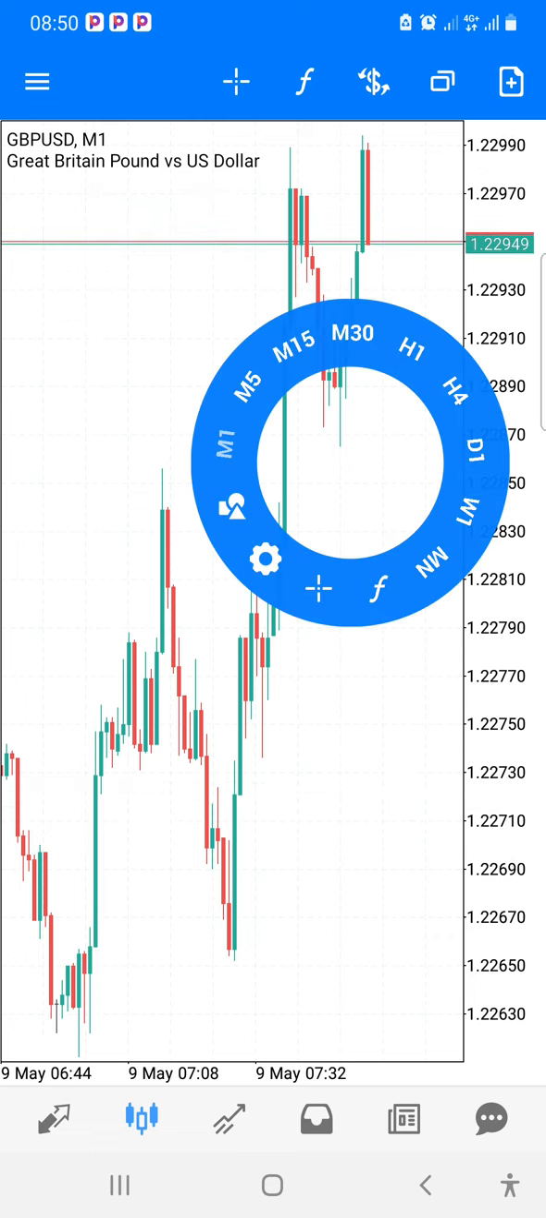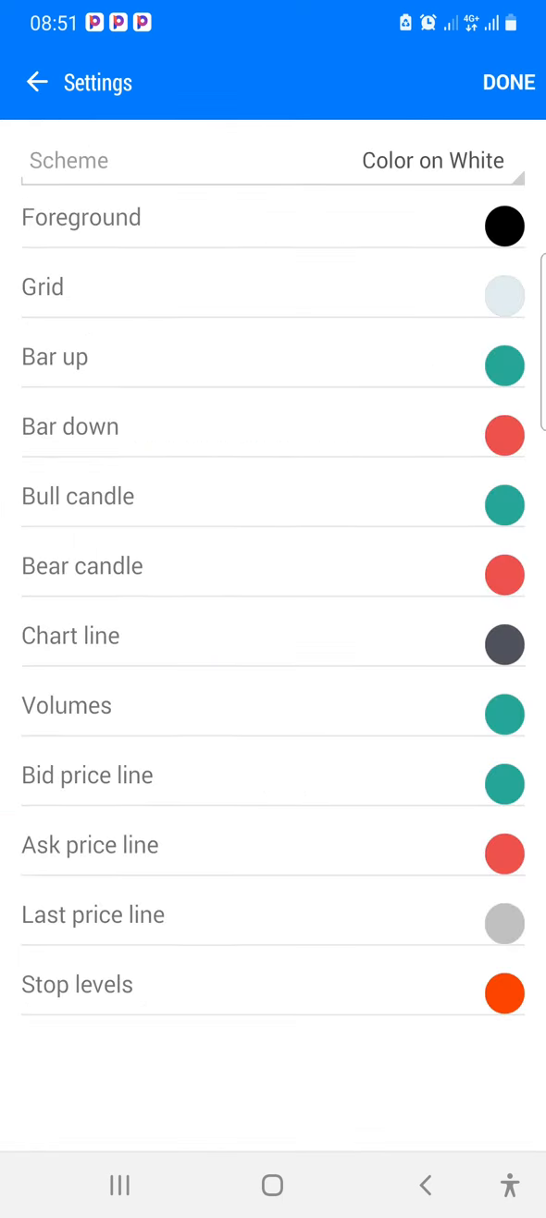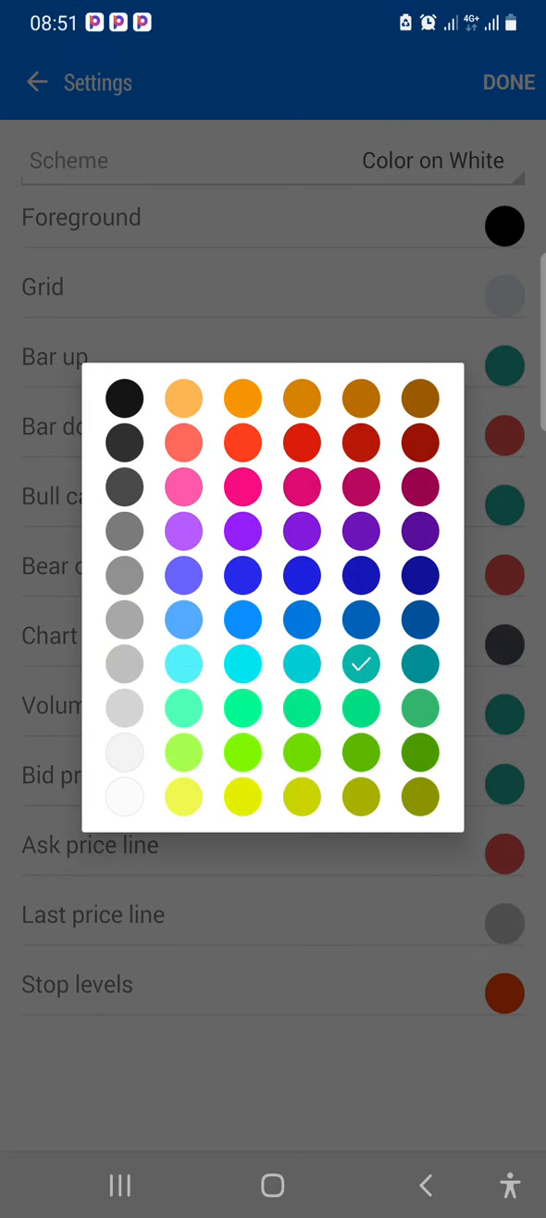So let's say I want to customize my chart. Yeah, I like customizing it. So settings, candlesticks, okay, colors. So foreground black, color on white. So bar up, you can customize it.